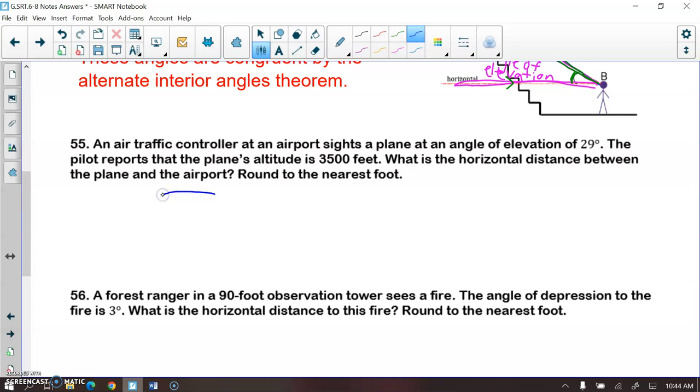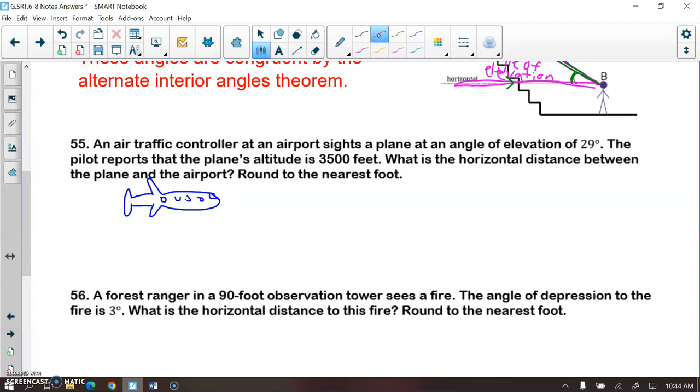You can use dots to represent the airplane, or you can do your best in drawing one. I'm going to do my best in drawing one. Please don't make fun of my drawing. I am not an artist. But here is my airplane. Okay.